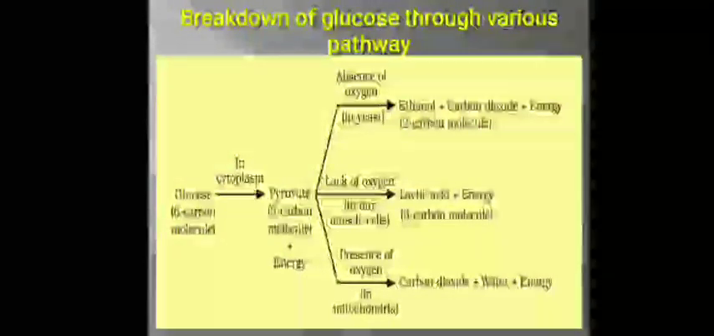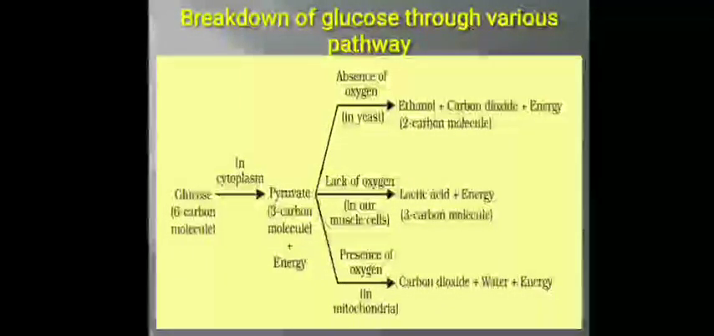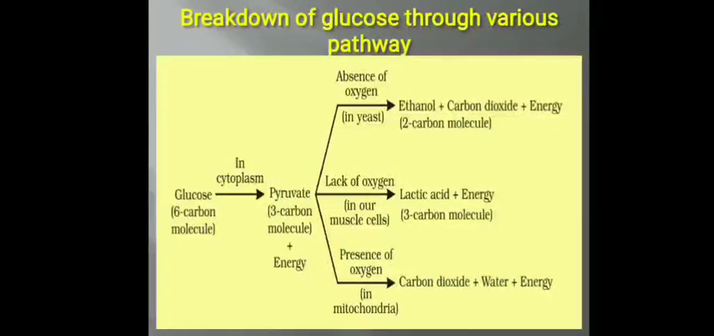Breakdown of glucose through various pathways. This is what happens exactly during respiration. In the first step, which is common in all the cases, glucose turns into pyruvate. Glucose being a 6 carbon molecule, in the cytoplasm it breaks into 2 molecules of a 3 carbon molecule, that is pyruvate, and that also gives some amount of energy here. Now this becomes an endothermic reaction after the step of glycolysis.